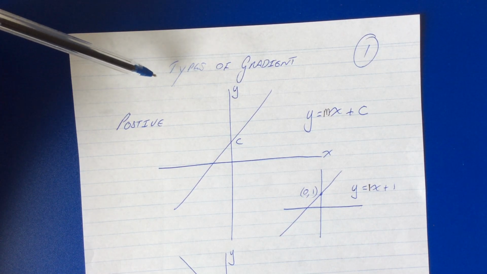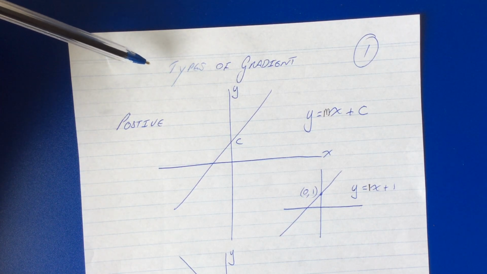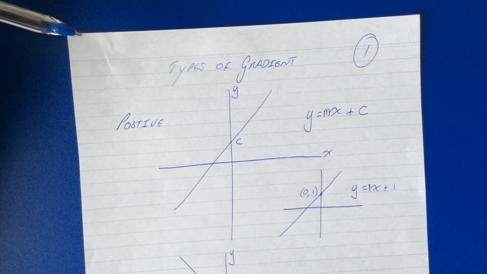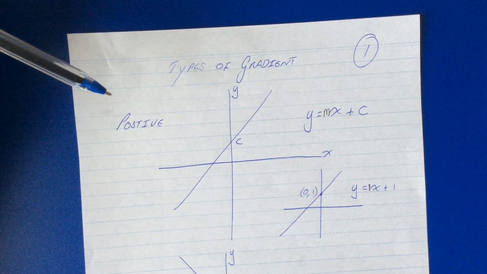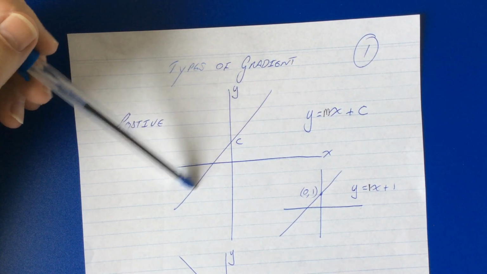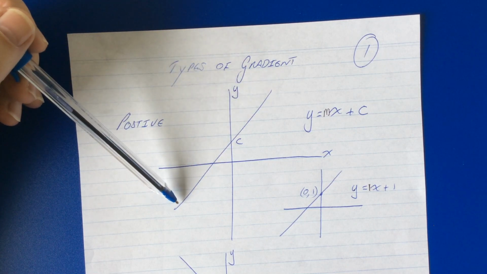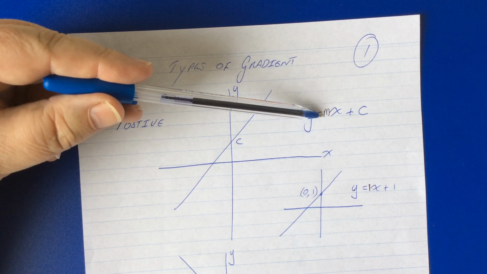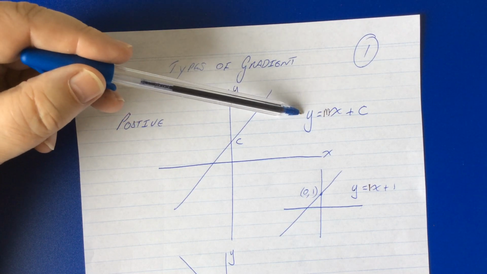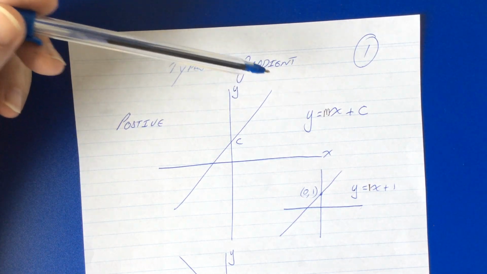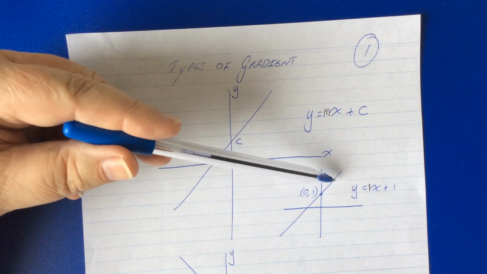Today we're going to have a look at the types of gradients that you're likely to encounter on linear equations. Principally there are two. There's a positive one which runs from bottom left to top right. This is our line here. The gradient is the number beside the x in the equation, y equals mx plus c. Let's just go to an example and you'll see how this works.